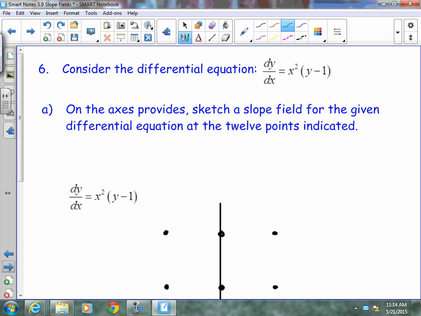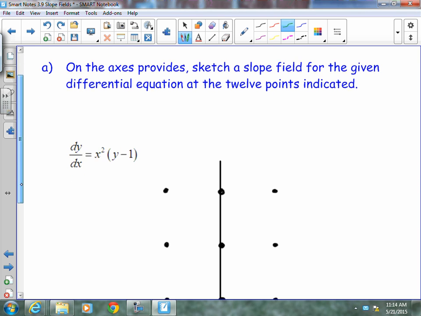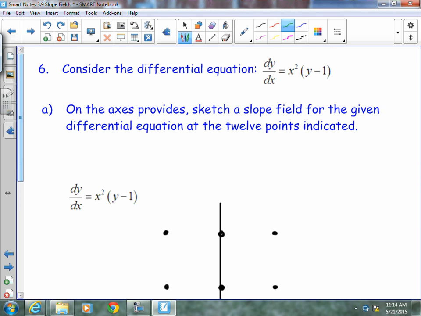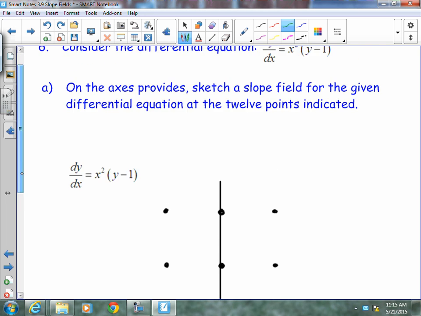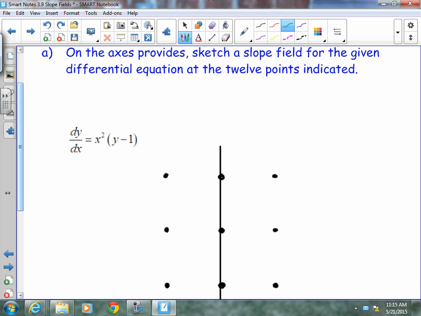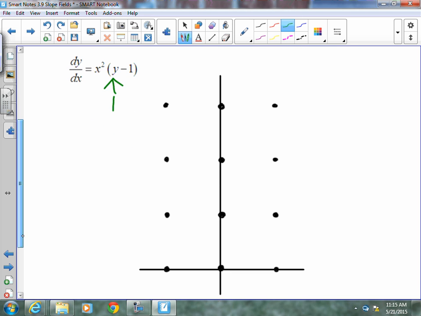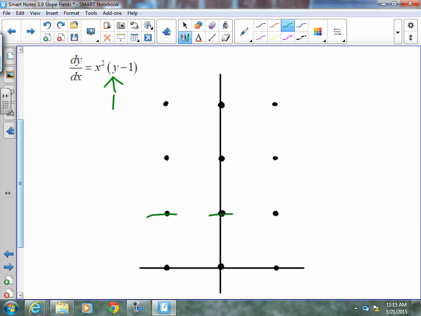So, number 6, this one was interesting. It says, consider the differential equation dy/dx equals x squared times (y minus 1). On the axis provided, sketch a slope field. So, again, I like to look for trends. What's going to happen when y is 1? Well, when y is 1, we're going to get 0. When x is 0, we're also going to get 0. So that means 0 slope at those 3 locations.